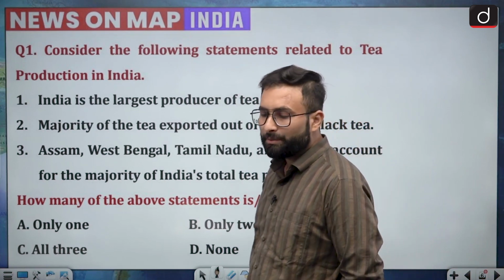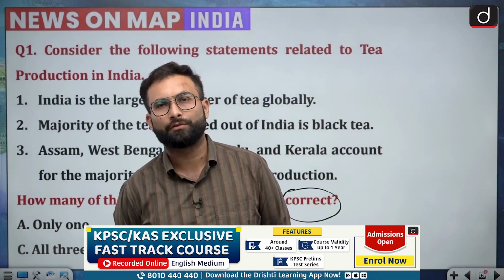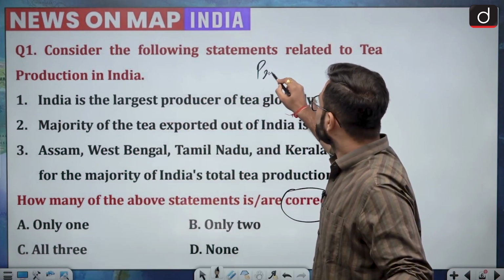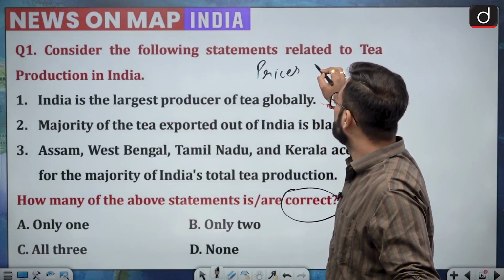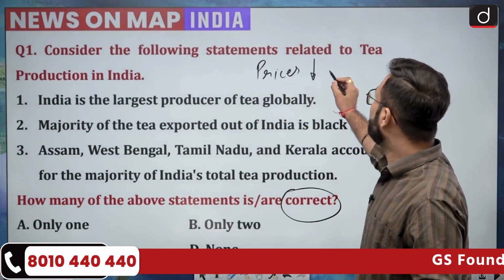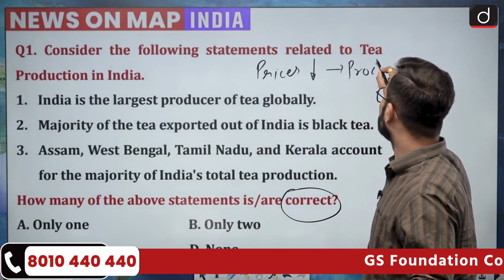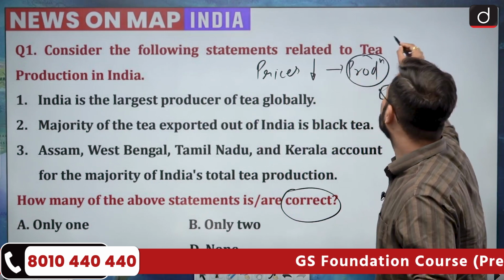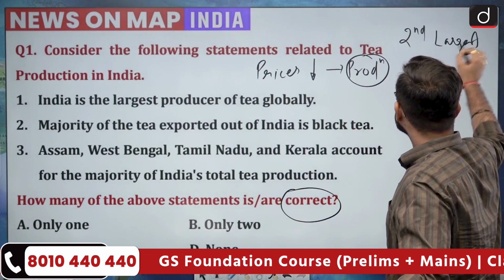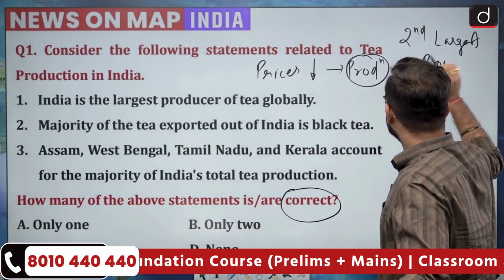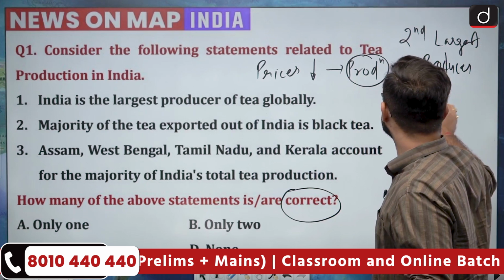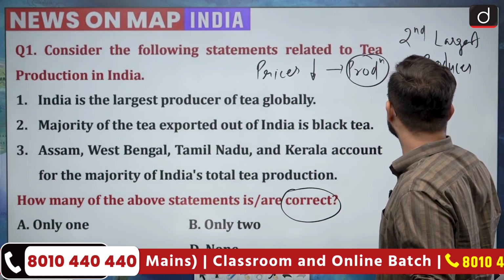Now, tea as a crop was in the news recently because the prices of tea have dropped, nearly half, because of which the production has also decreased. When we talk about India, India is the second largest producer after China. China is the top producer of tea.